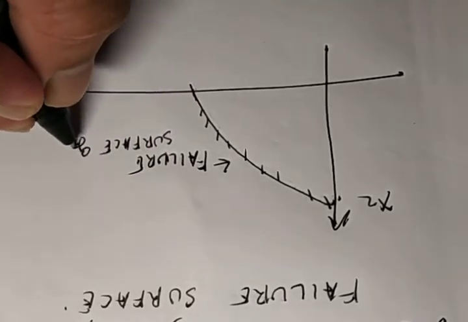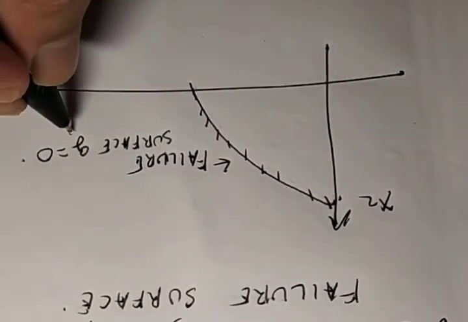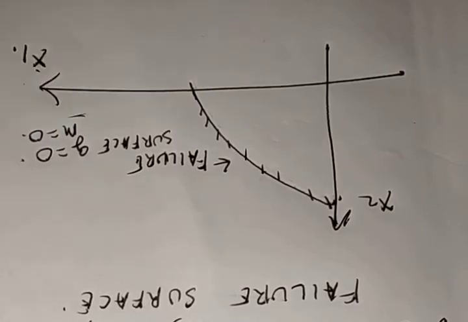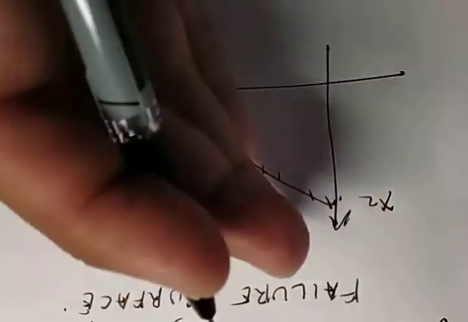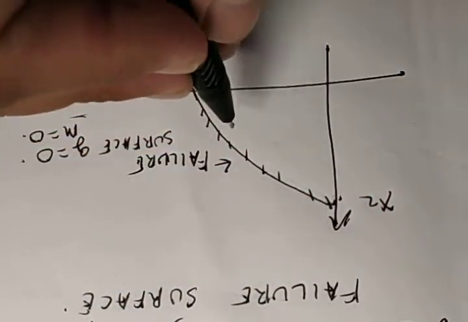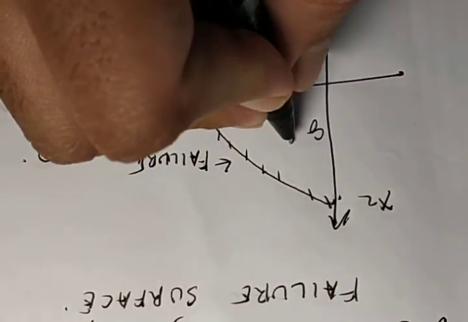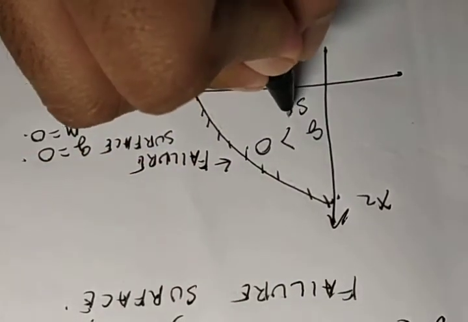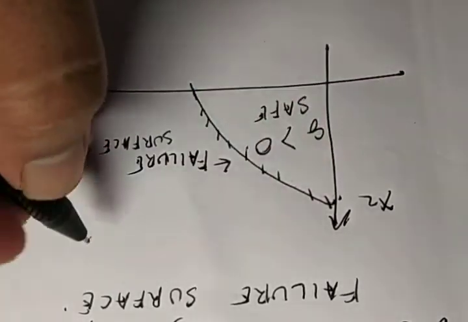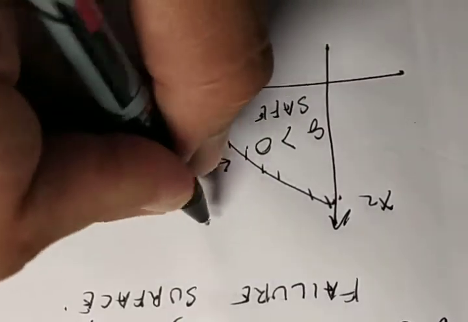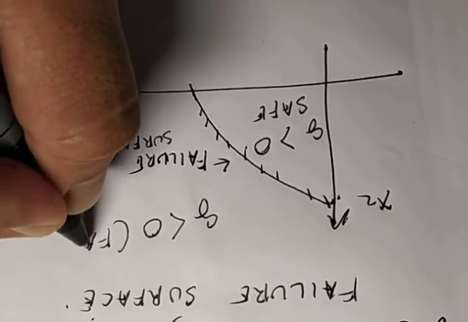This is where my G is equal to 0. Correct. The failure surface is where my G is equal to 0 and M is also equal to 0. The margin of safety is also equal to 0. Anywhere inside this, I'm going to be safe. Okay, so this is where G is going to be greater than 0. So this is going to be the safe zone for me. Inside this is safety. G is greater than 0. If I go beyond this, this is where G is going to be less than 0, and this is going to give me my failure.